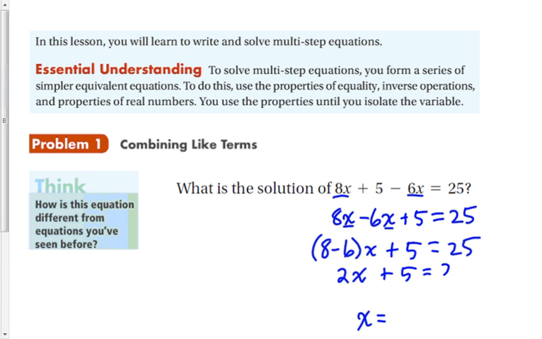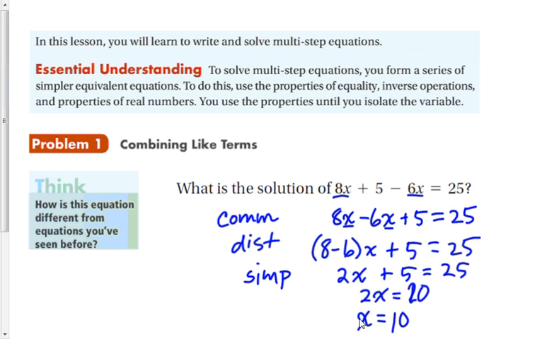Plus 5 equals 25. And then I'm going to use subtraction property of equality here, and I get 2x equals 20. And just dividing 20 by 2 gives me x is equal to 10. So the different properties we use there, we use the commutative property here, the distributive property there. We simplified, we subtracted, and then we use division to get that result. All right, go ahead, you try that.